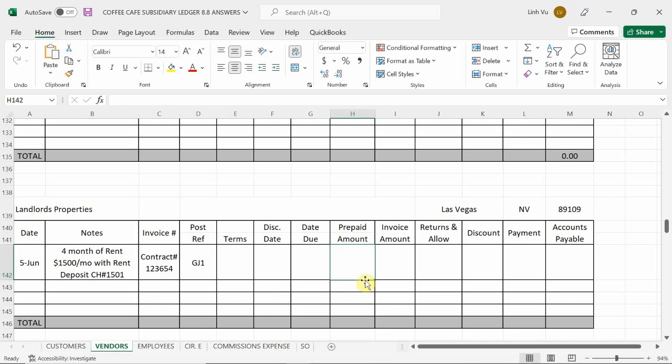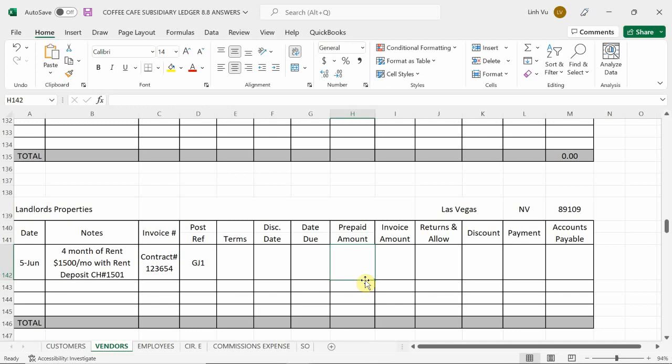Since I haven't met this landlord at all prior to requesting the rent, you did not have a prepaid amount here, right? Even though we did pay 3 months in advance, that's not what this column is meant for. This is for in case I buy something and they say, I want a down payment before I send out the items to you. Then that is where this column is meant for.